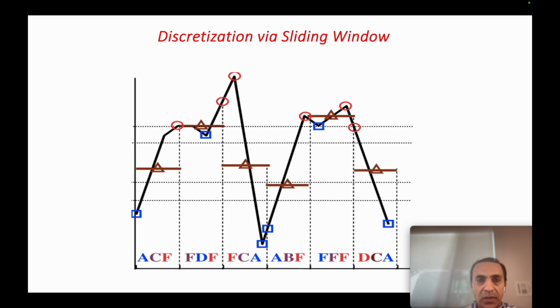Here we show you the discretization via sliding window, where each subsequence of the time series that we divided using the sliding window approach is assigned a bag of words or a string. So the first sequence is, for example, ACF, then we have FDF, then FCA, then ABF, then FFF, and then the last segment is identified as DCA using this method of discretization via sliding window.